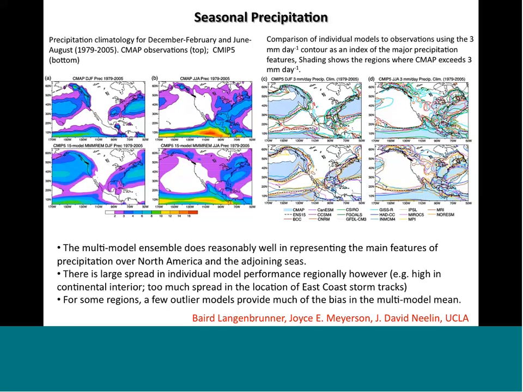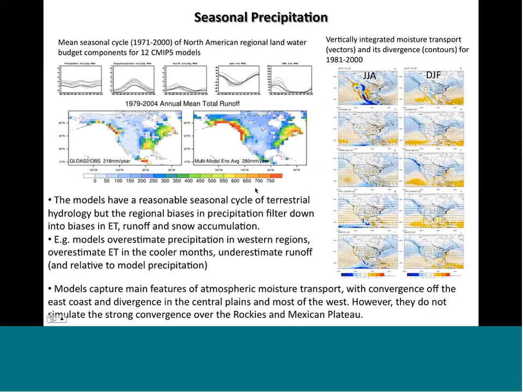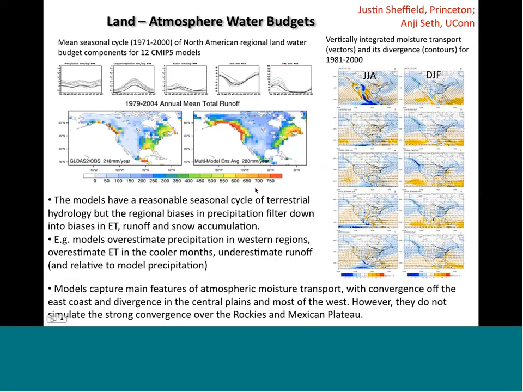So another thing we looked at was the water budgets for the atmosphere and the land. This is crucial for understanding the precipitation and how that gets filtered down into some of the variables that impact our lives on the surface, so runoff and evapotranspiration and soil moisture and snow.